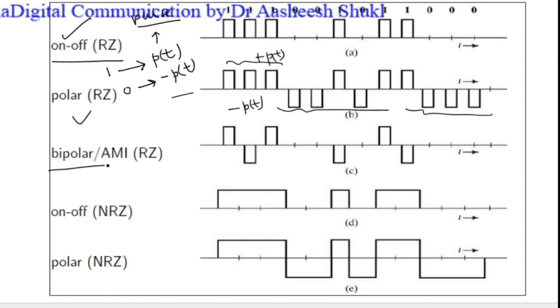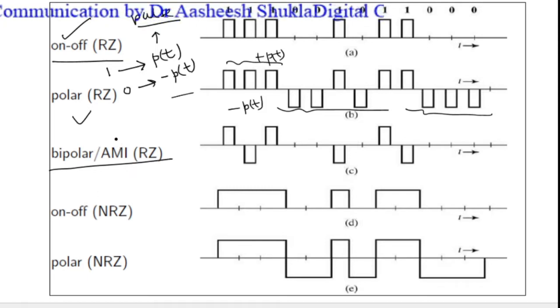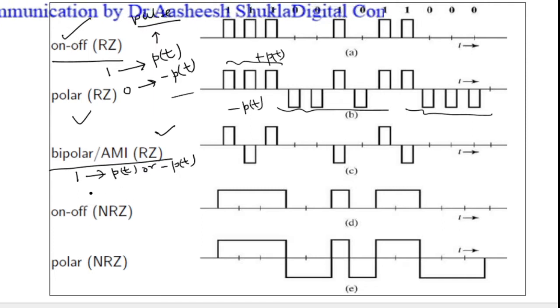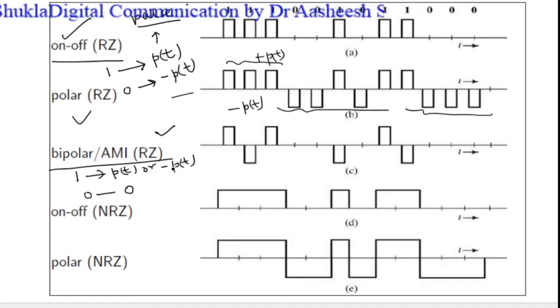And bipolar is also known as alternate mark inversion. RZ stands for return to zero. In bipolar, 1 will be represented by p(t) or minus p(t), and 0 will be represented by 0. It means that whenever a 1 comes, we have to see what pulse type we provided to the previous 1, and invert the pulse for the present one.